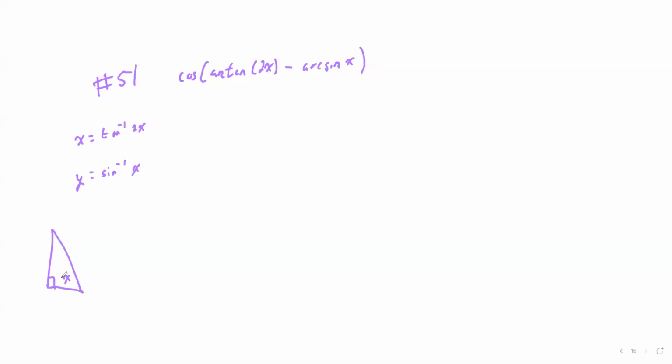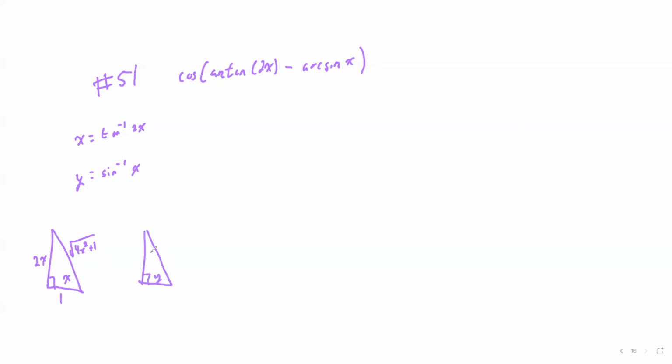So tangent, again, is opposite over adjacent. So this is 2x over that. And again, using the Pythagorean theorem, I can see that this is just 4x squared plus 1. Build the other one for the y.